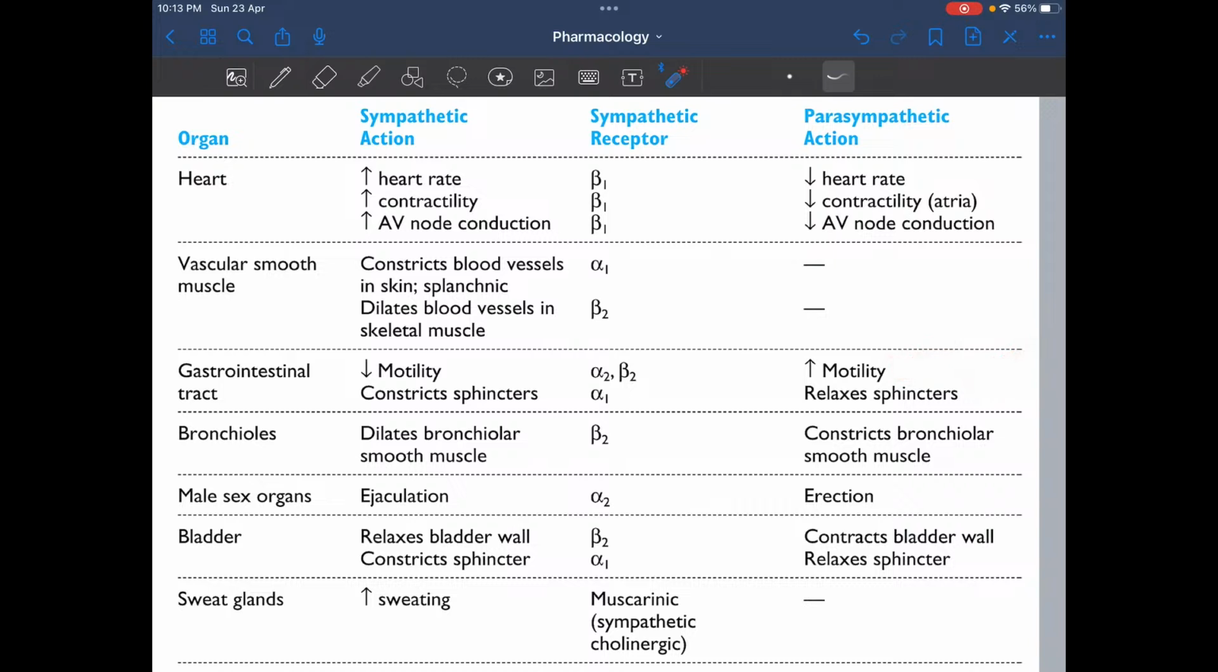Okay. What about the bronchioles? Because of beta 2 receptors, we're going to see bronchodilation in case of sympathetic action, whereas parasympathetic action is going to constrict the bronchial smooth muscles, mainly as a result of M3 action.